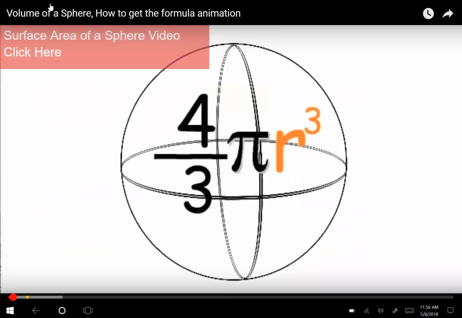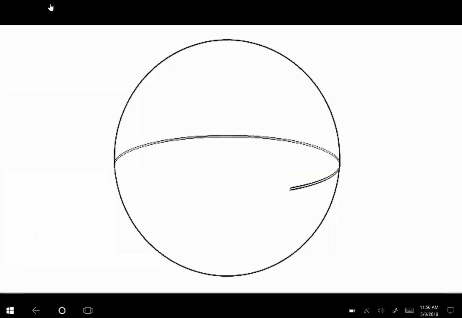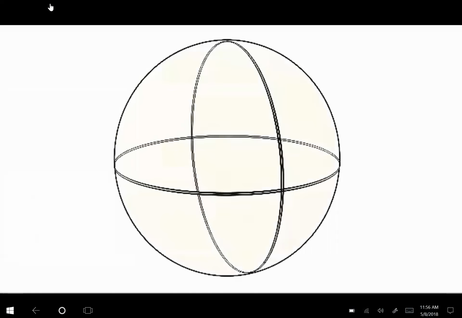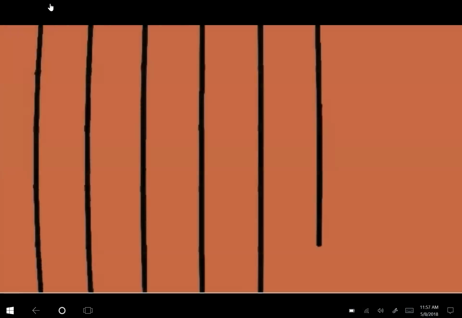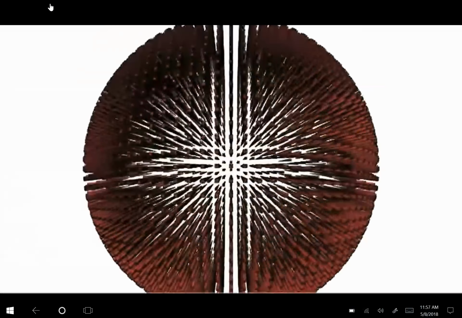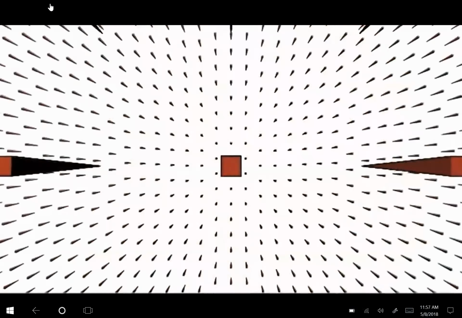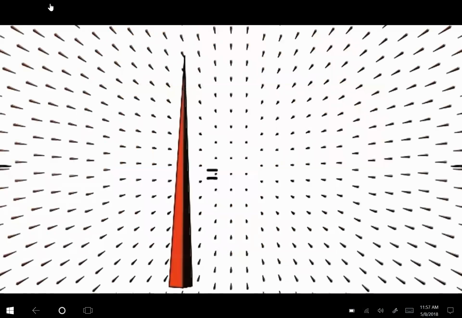R cubed gives you the volume of the sphere. But where does the formula come from? First, we'll draw a perfect sphere and fill in its volume. Next, we will divide the sphere into equal-sized pyramids with square bases. So let's take a look at one pyramid, and remember that its volume is equal to 1 over 3 times the base times the height.